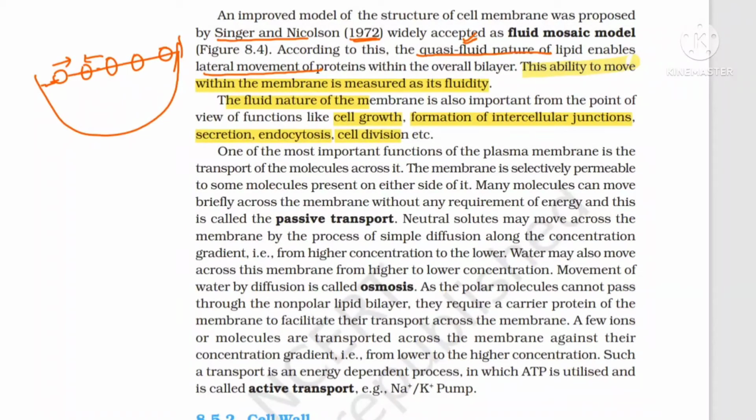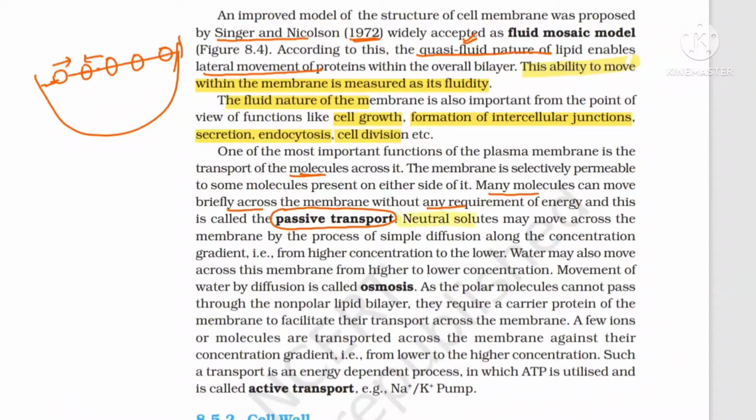Important function of the cell membrane is that molecules have to pass through it. So you know very well, two types of transport are there, passive and active transport. Many molecules can move freely without any expenditure of energy. We say passive transport. Now, who can do passive transport?